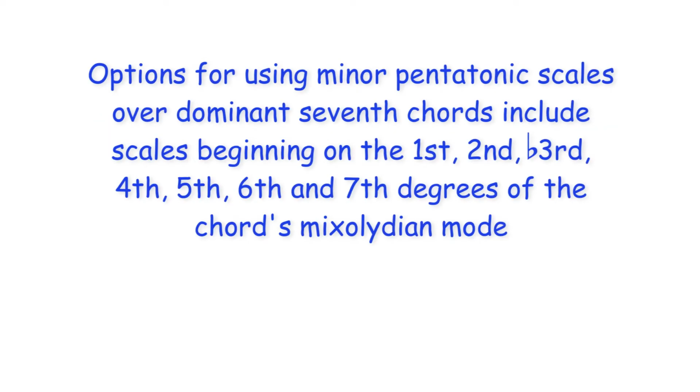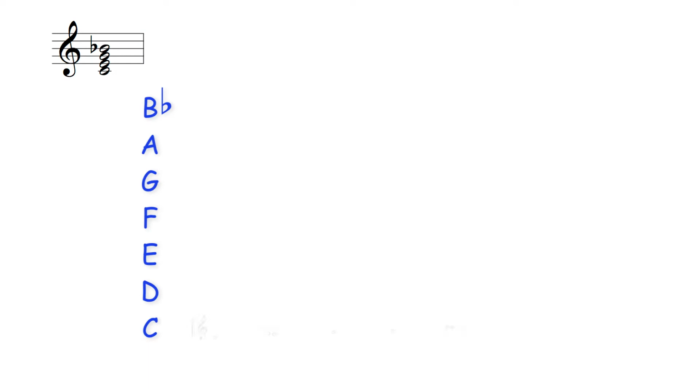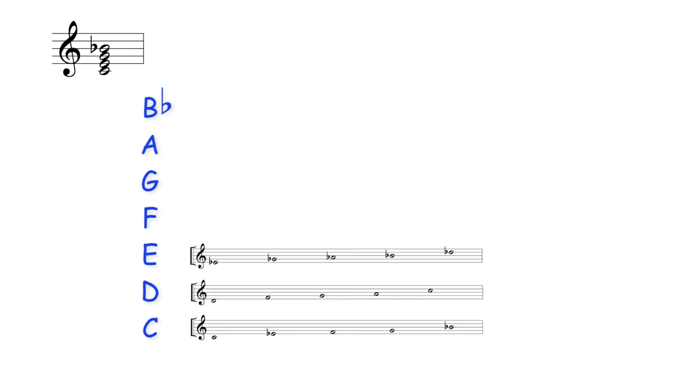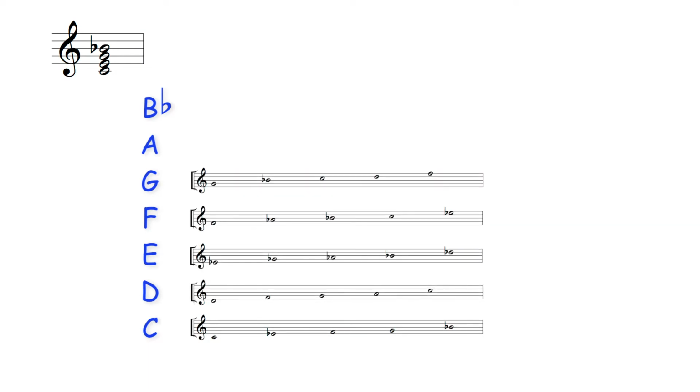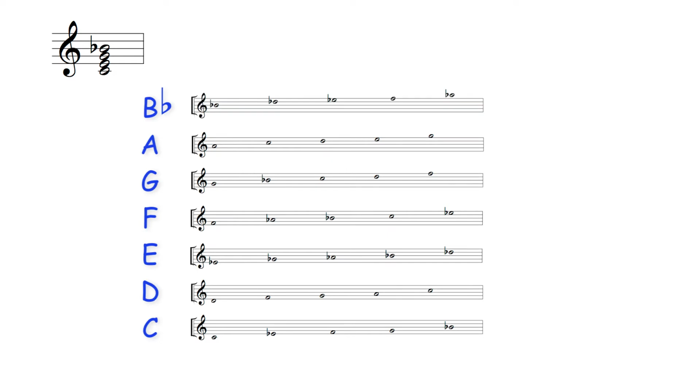Options for using minor pentatonic scales over dominant 7th chords include scales beginning on the 1st, 2nd, flat 3rd, 4th, 5th, 6th and 7th degrees of the chord's Mixolydian mode. For example, over a C dominant 7th chord, minor pentatonic scales beginning on the 1st, 2nd, flat 3rd, 4th, 5th, 6th and 7th degrees of the C Mixolydian mode may be used.